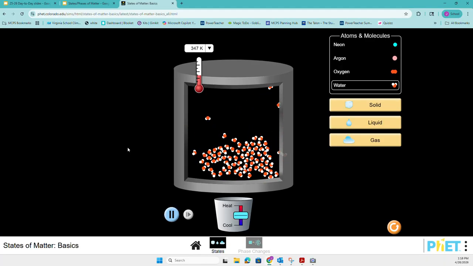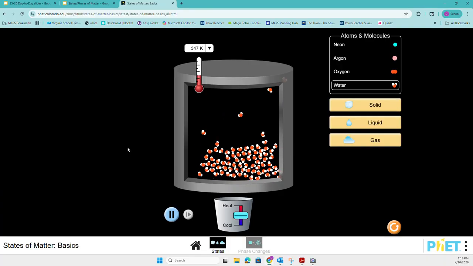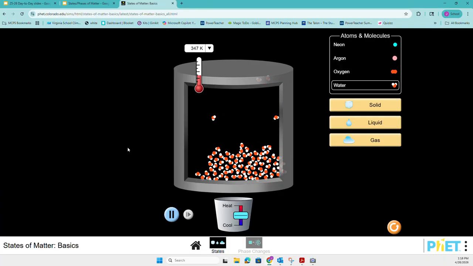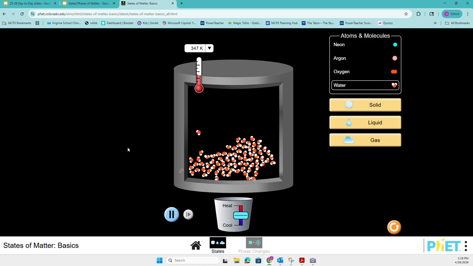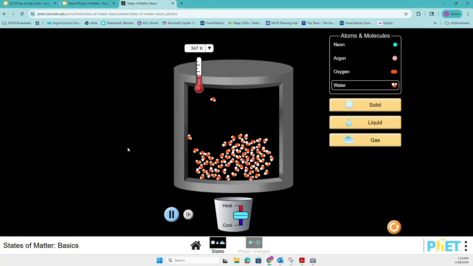Notice that with my molecules, some of them are spinning pretty quickly, some of them are not. They're having more interactions, they're reacting with each other, they're bouncing off of each other. Remember what I said, temperature is just the average movement of my particles, also known as my kinetic energy.